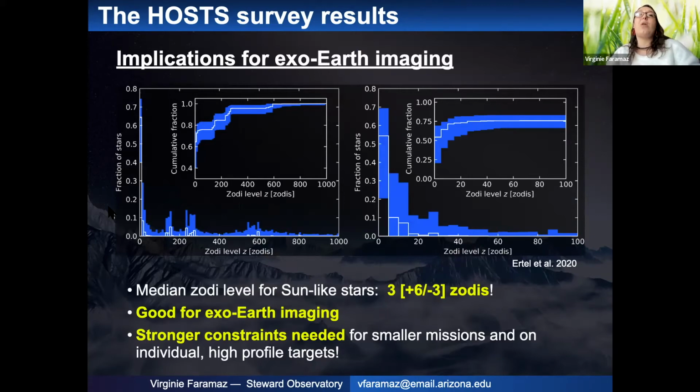But we would like better constraints for smaller missions. The simulations I showed you at the beginning were, I think, for a 9-meter telescope, and with the decadal survey, they're going forward to smaller missions. So the threshold of 10 zodies might be smaller, and we need to refine that.